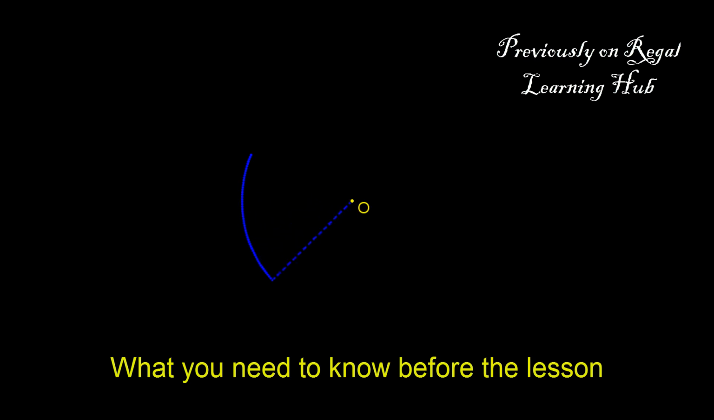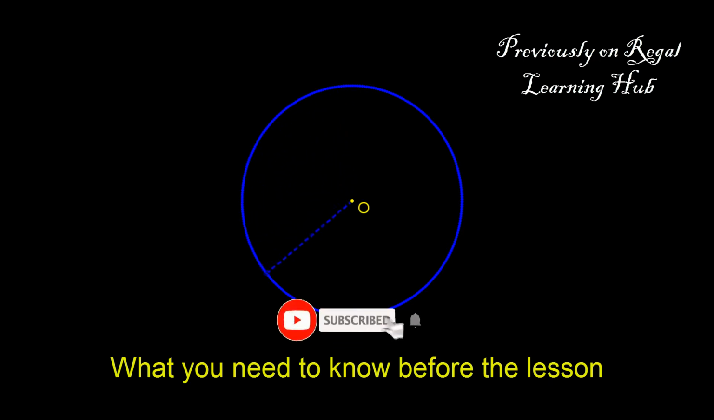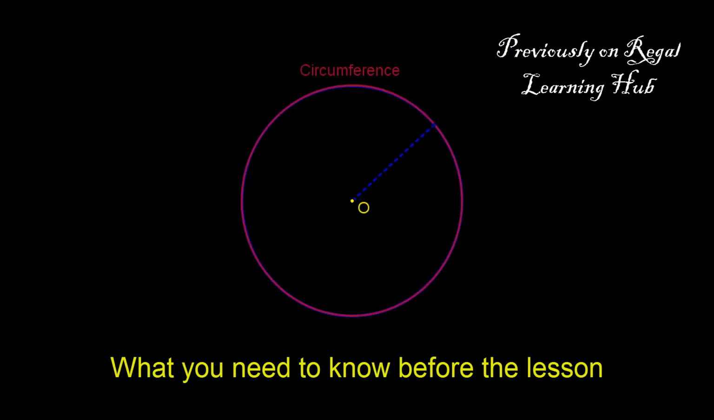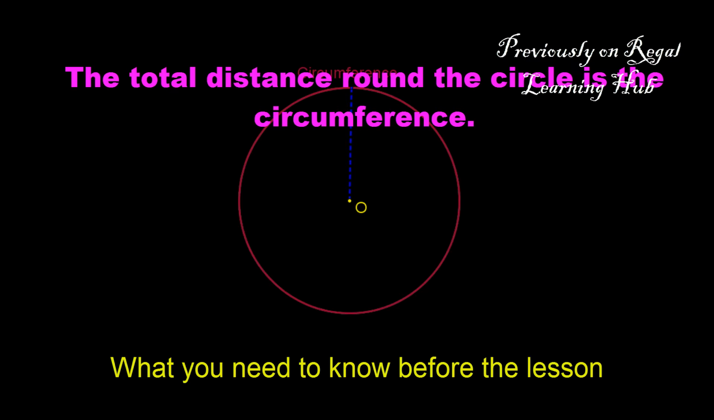A circle is a set of all points equal in distance from the fixed point known as a center. These set of points that form the boundaries of the circle is known as the circumference, as you can see on the screen. So the rounded boundary of the circle is simply known as the circumference. Thus, the total distance round a circle is simply the circumference.